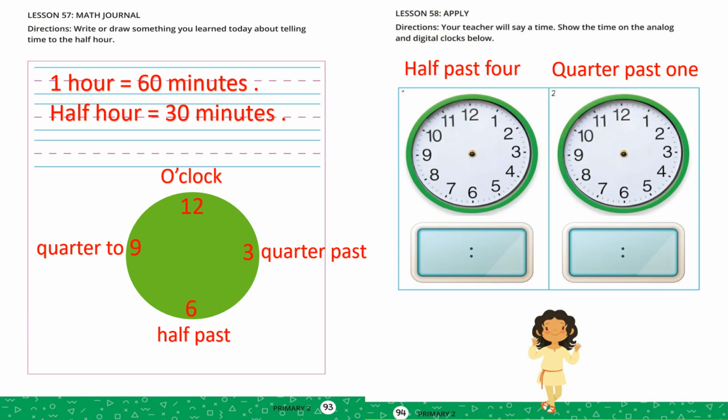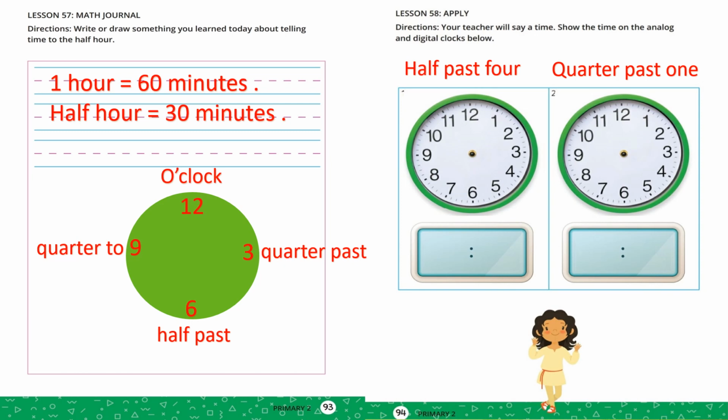The next page, lesson 58. Your teacher will say a time. Show the time on the analog and digital clocks. We have here 2 clocks without hands, and you should write the time above each clock.